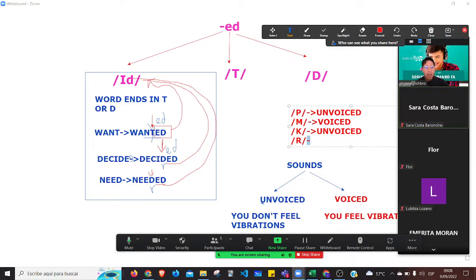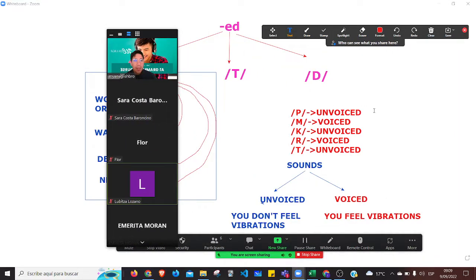What about the R? R. What do you think? This is voiced. What about the t, t, t, t? Voiced or unvoiced? Unvoiced. Pretty good. What about the L? L, L, L, L. Voiced or unvoiced? Voiced.